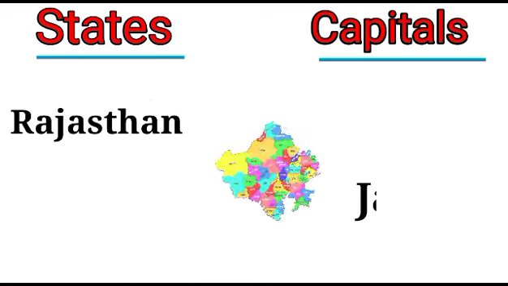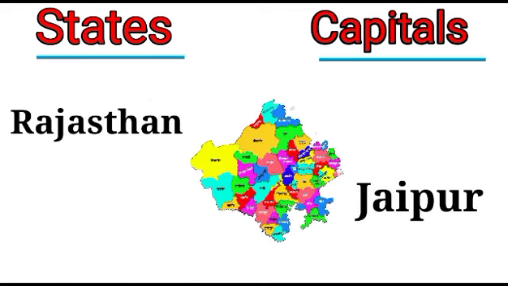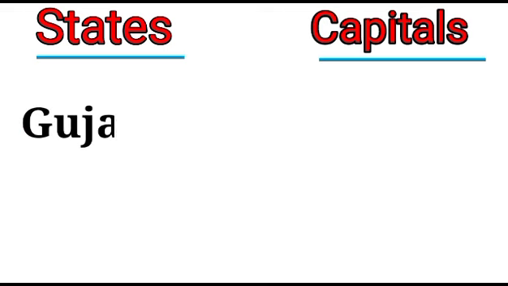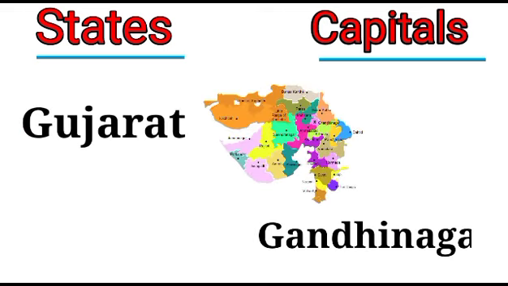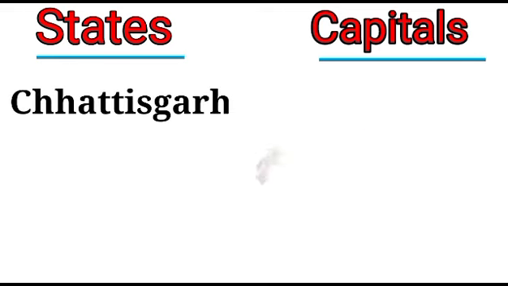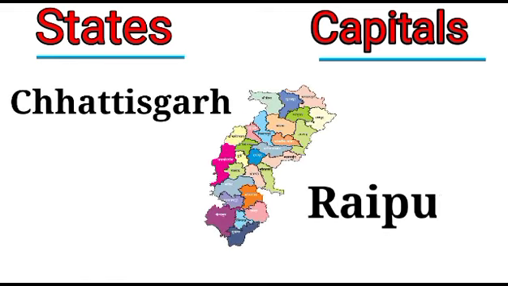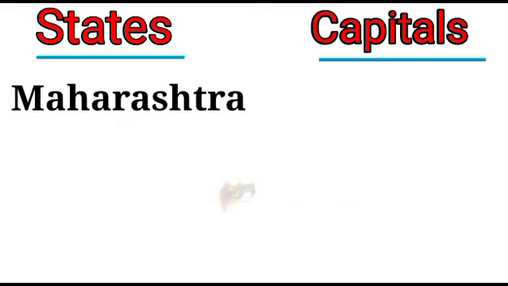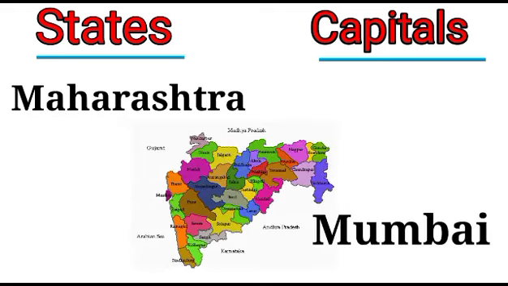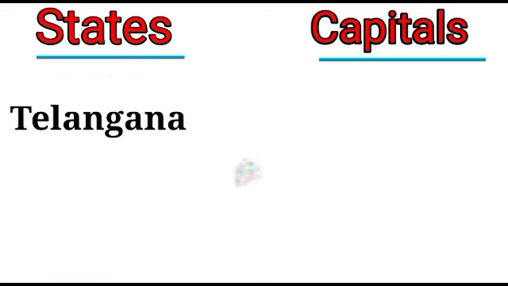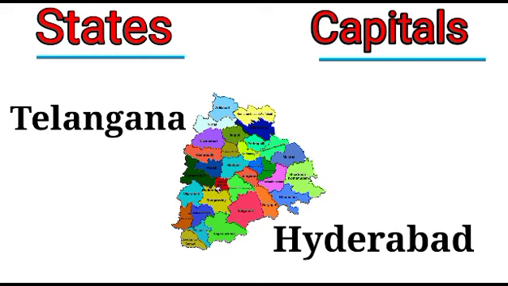State, Rajasthan. Capital is Jaipur. State, Gujarat. Capital is Gandhinagar. State, Chhattisgarh. Capital is Raipur. State, Maharashtra. Capital is Mumbai. State, Telangana. Capital is Hyderabad.